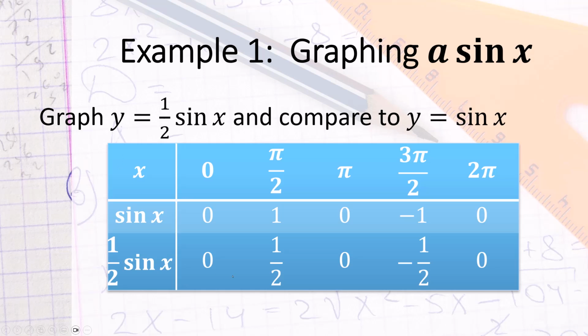Okay, so let's go ahead and look at this table here. When x is equal to 0, sine of x is 0. Divide that by 2, and we have that 1/2 sine of x is equal to 0. When x is pi over 2, sine of pi over 2 is 1. 1/2 of that is 1/2. 0 divided by 2 is 0. At 3 pi over 2, or 270 degrees, the sine is negative 1, and then 1/2 of that is negative 1/2. And of course, we're back to the zeros at 2 pi.